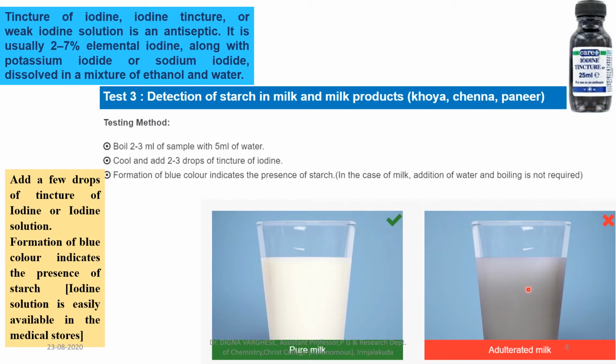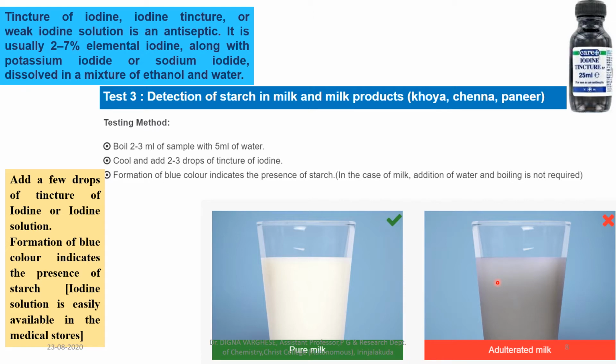In the case of milk, addition of water and boiling is not required. If we are using milk products, boil 2 to 3 ml of sample and add 5 ml of water within it. Cool, then add 2 to 3 drops of tincture of iodine. Formation of blue color indicates the presence of starch in that particular sample.